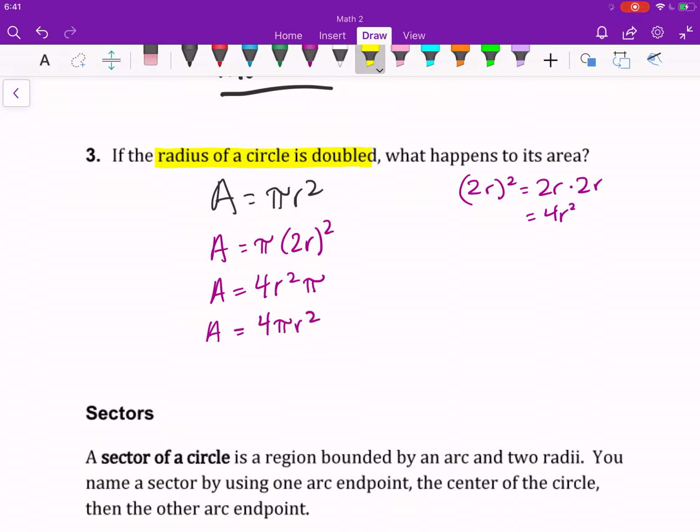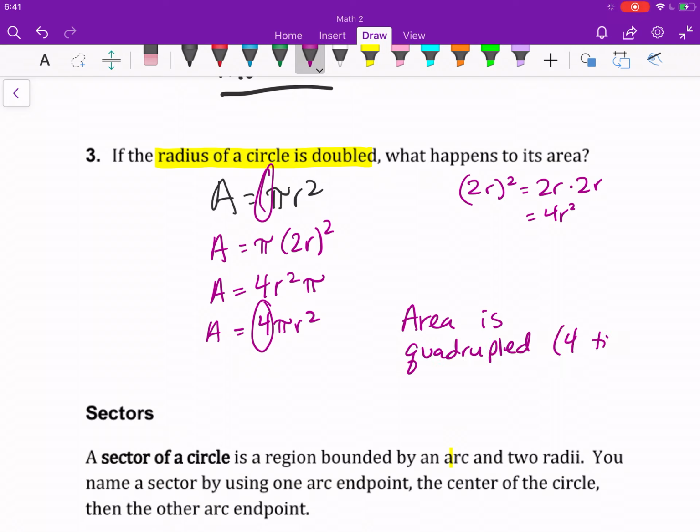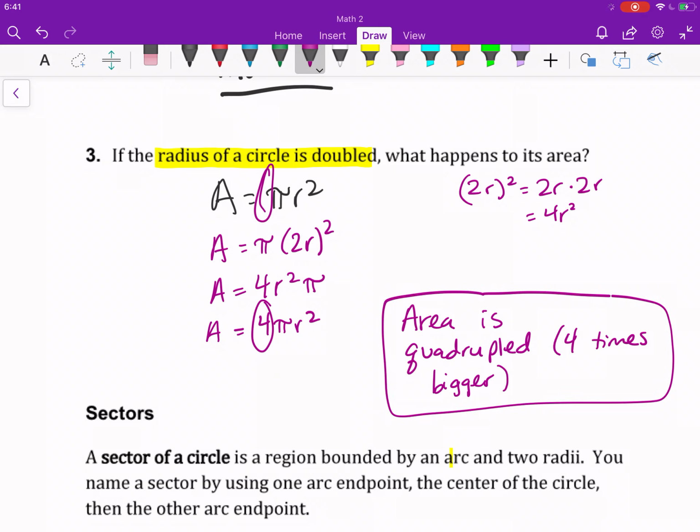Interestingly enough, notice we don't have any number in front of pi in our original area, but when we doubled our radius, it's now 4. That means when you double the radius of the circle, the area is quadrupled. That just means 4 times bigger. The reason it's 4 times bigger is because it's r squared, so you're squaring the radius, so we also have to square that 2 too.